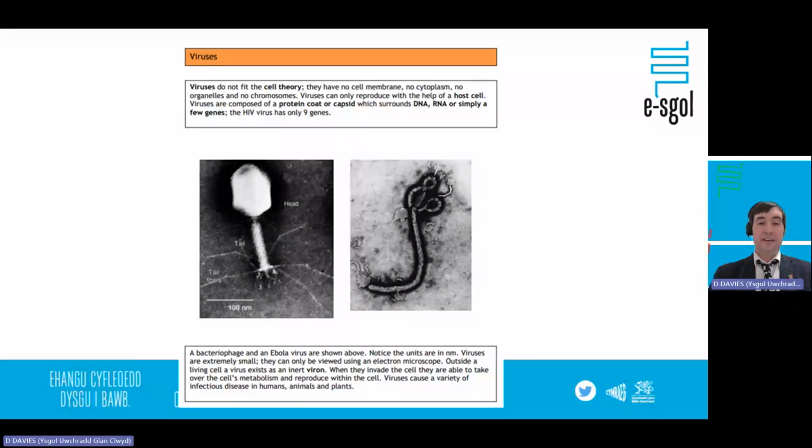Above there's a bacteriophage and an Ebola virus. Notice the units are in nanometers, not micrometers, so we are talking really tiny. Outside a living cell, a virus exists as an inert virion. They basically put themselves into some sort of dormancy outside a host cell, but when they get into a host cell, they will infect it and use the cell's machinery to produce more of themselves. They will produce more of their genes and protein codes using the cell's machinery, until that cell bursts and then infects nearby cells.